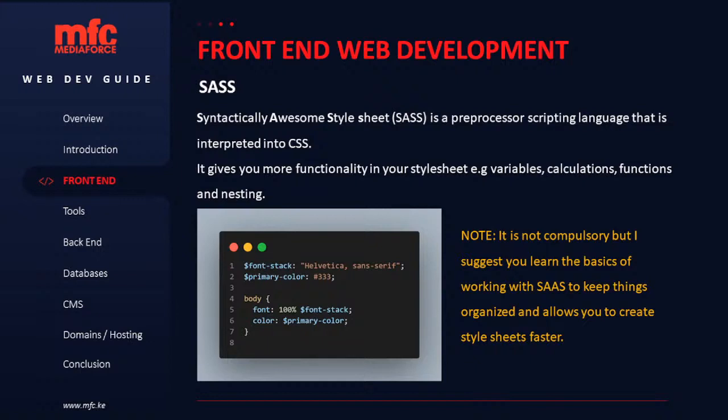So if I'm going to add another element, it could be a paragraph, and I want to add the color, then again I'll just call this primary color. If I specified them individually, then I'll have to be changing the color for each element within the style sheet. So that's just the advantage of Sass. It helps you create style sheets a bit faster. Yeah, so with that said, let's move on to the next one, JavaScript.